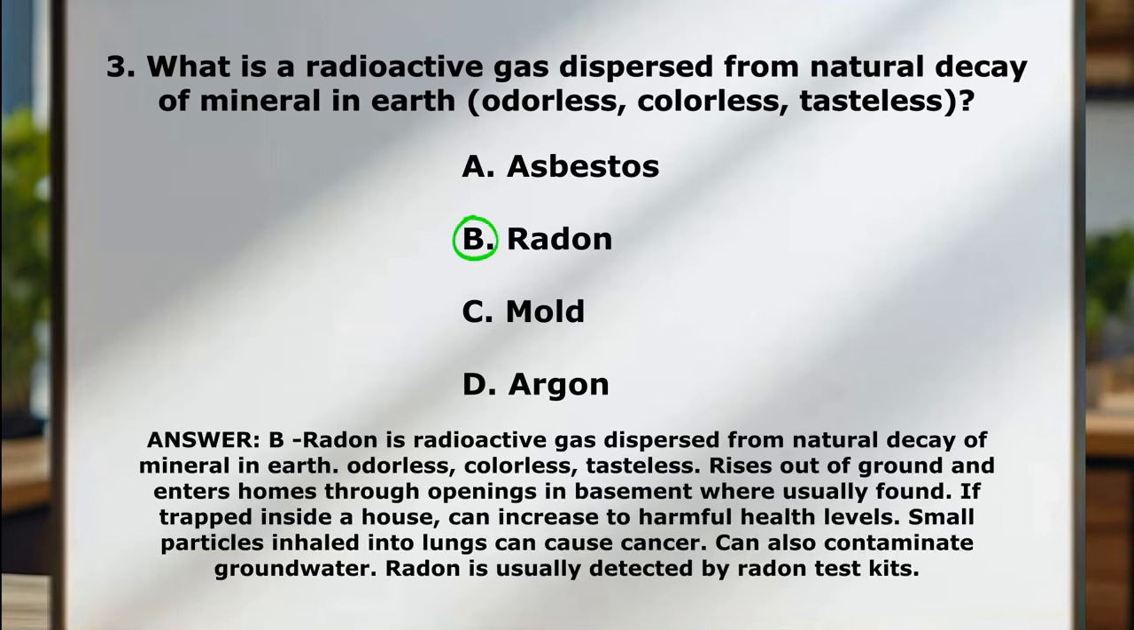Radon. It's a radioactive gas dispersed from the natural decay of mineral in the earth. It rises out of the ground and enters homes through openings in basements where it's usually found.